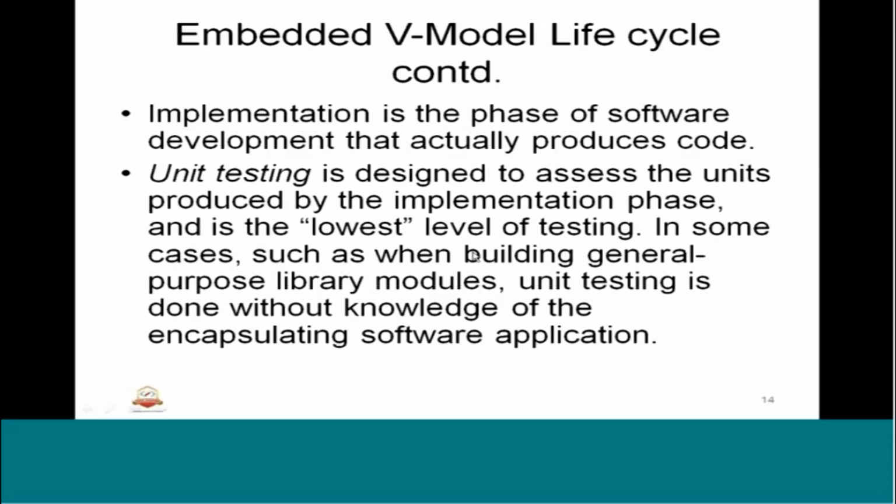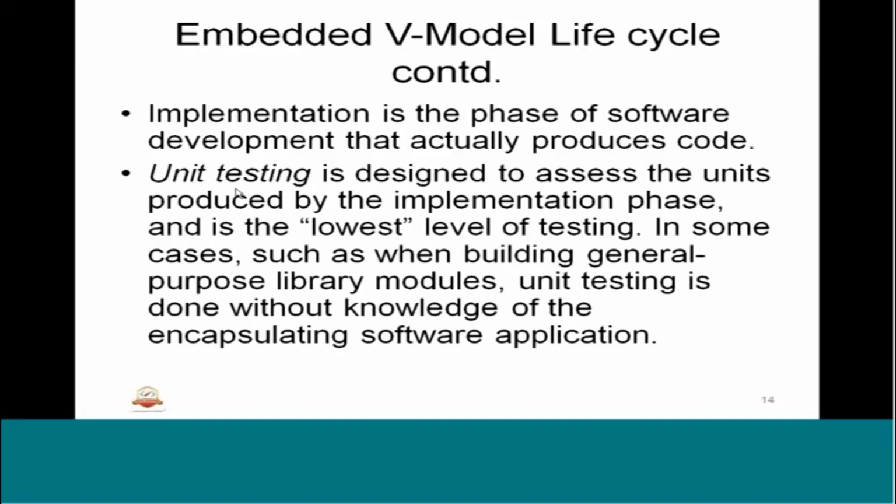In some cases, such as when building general purpose library modules or the low level source code, unit testing is done without the knowledge of the software applications. What it means is, as a low level unit, it is tested with the help of a parameter which will identify the flow within that module or the unit. So that is how the unit testing of the implementation is done.